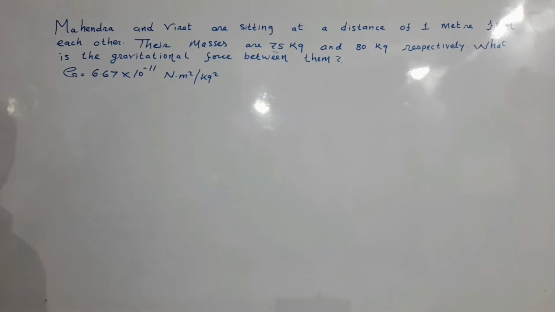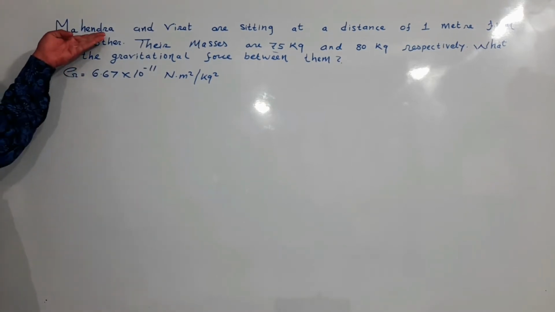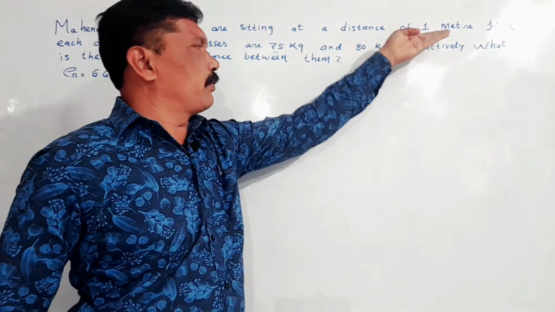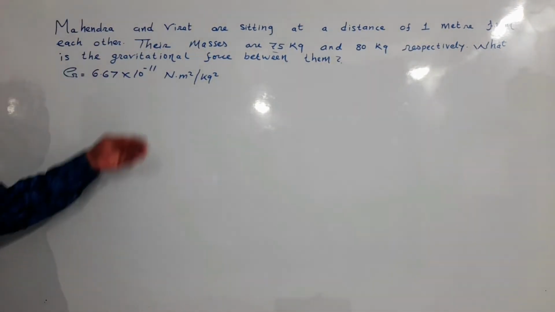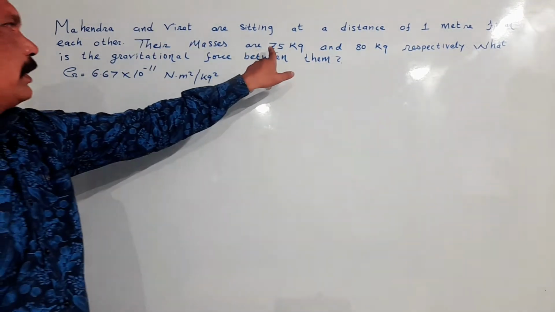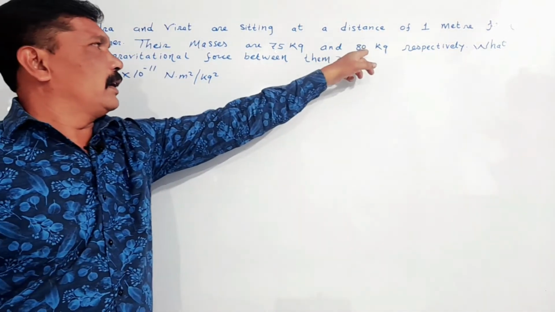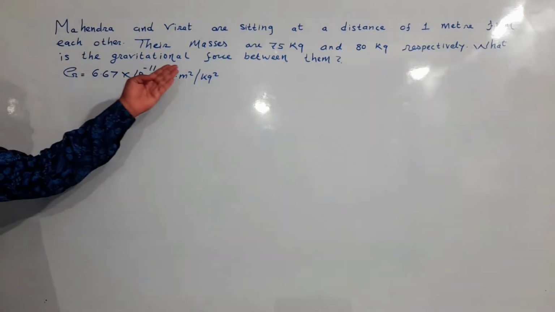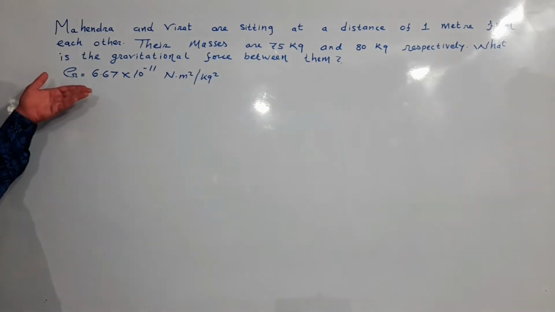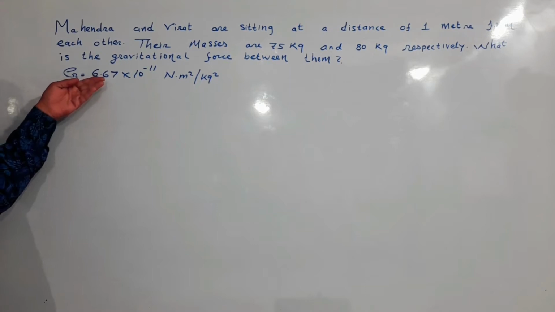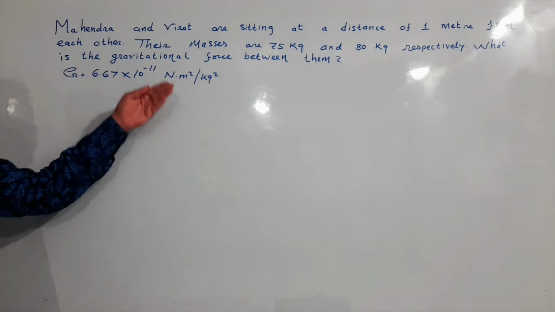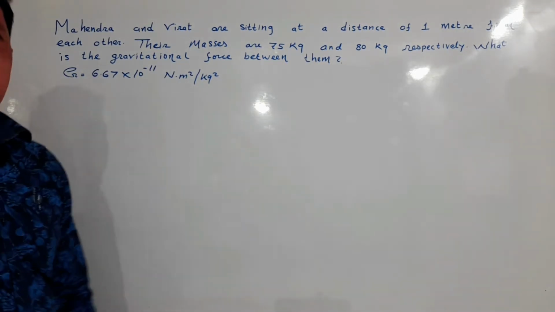Let's study the next problem. Mahindra and Virat are sitting at a distance of 1 meter from each other. Their masses are 75 kg and 80 kg respectively. What is the gravitational force between them? Value of capital G is given, that is 6.67 into 10 to the power minus 11 Newton meter square per kg square.